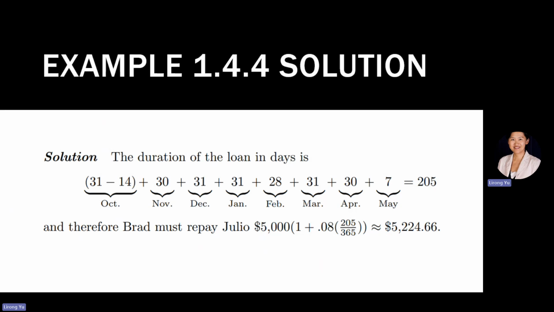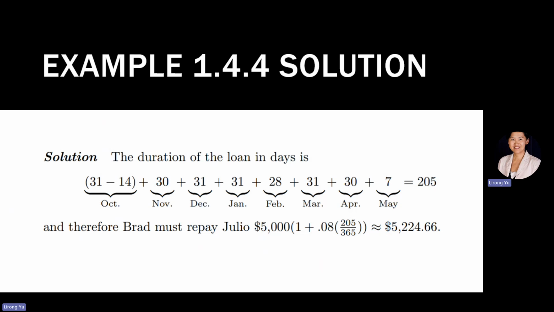You can see we are calculating exactly how many days in each month. That's what makes the computation a little bit lengthy. It ended on May 7th, so in May of the next year there are 7 days. We counted all the days involved in the investment period, and altogether it is 205. So the actual time is 205 divided by 365. That's really the calculation for time.